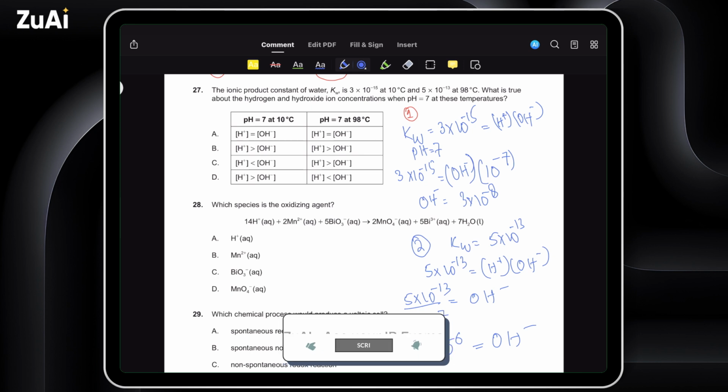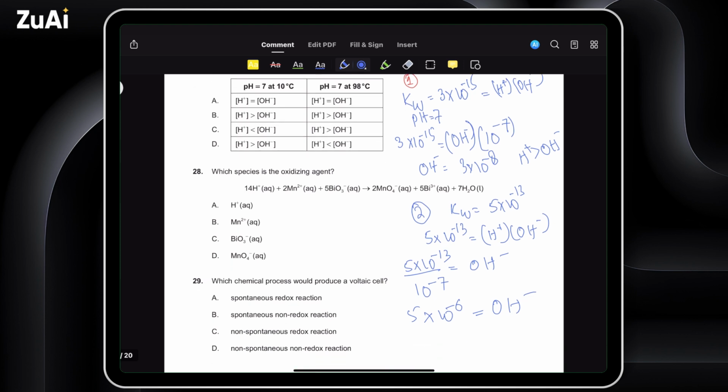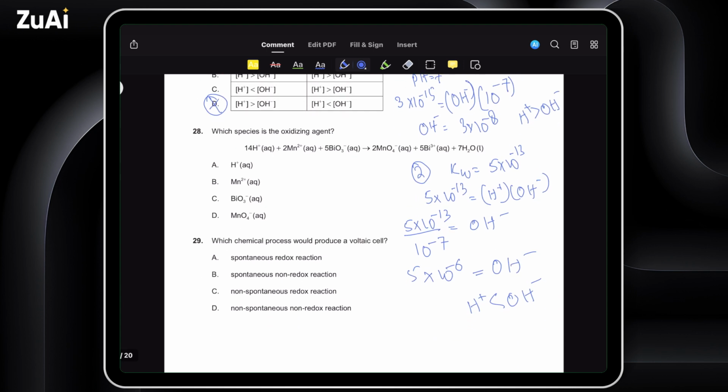So you can see the OH value. Would they be greater or lesser? You can easily see. In the above case, hydrogen ion is higher than hydroxide ion. In this case, hydrogen ion is less than hydroxide ion. So that's why, what is the answer? The answer should be D. That's the solution of this question.